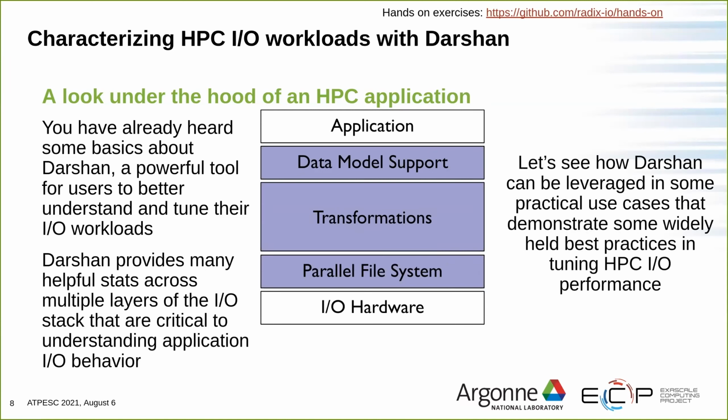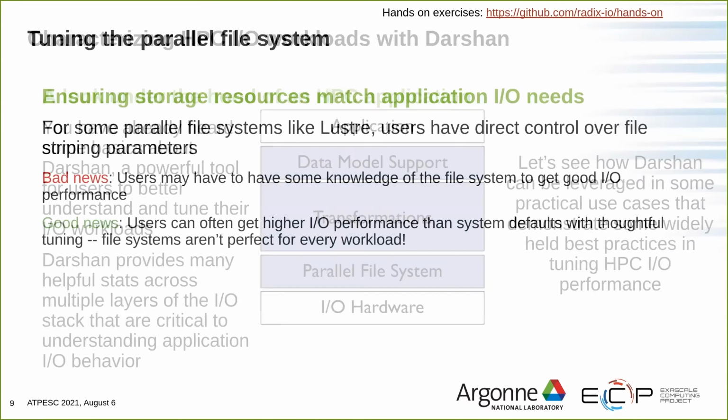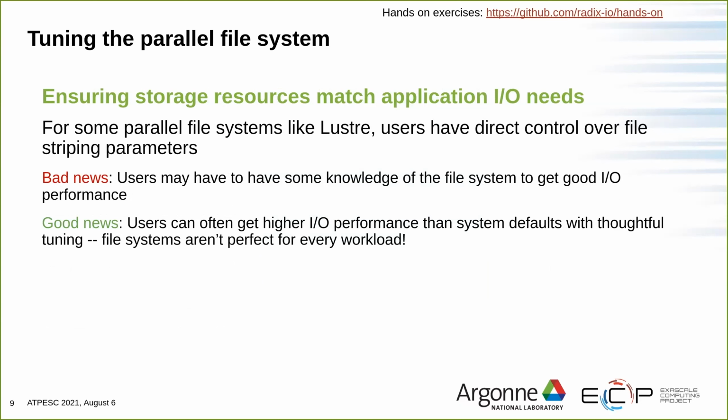Next, we'll walk through some examples to see how we can use Darshan for different practical use cases that are, I think, helpful for demonstrating some best practices that I've observed over the years in HPC IO. We'll start at the bottom and work our way up. So we'll start with tuning the parallel file system. The goal here is to ensure that you're allocating storage resources that match your application's IO needs.